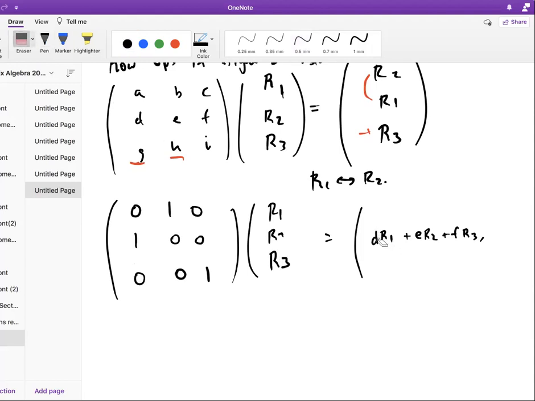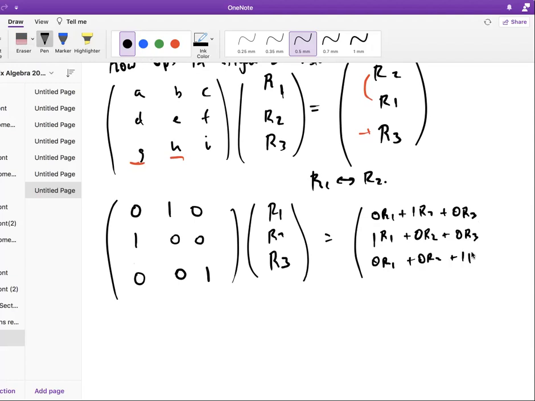So doing this is the row operation that does 0 row 1 plus 1 row 2 plus 0 row 3. This one is 1 row 1, 0 row 2, 0 row 3. 0 row 1, 0 row 2, 1 row 3. Sure, yeah. So first of all, we could just do this all out by just doing this multiplication.